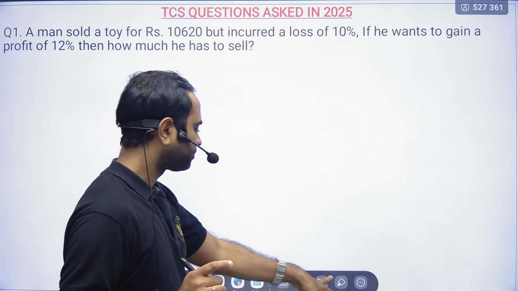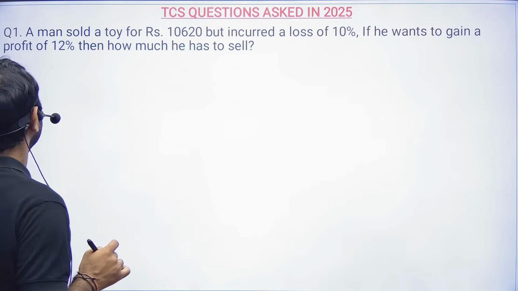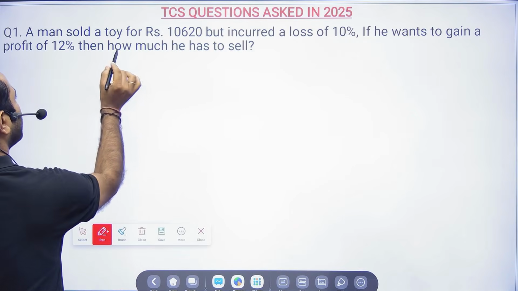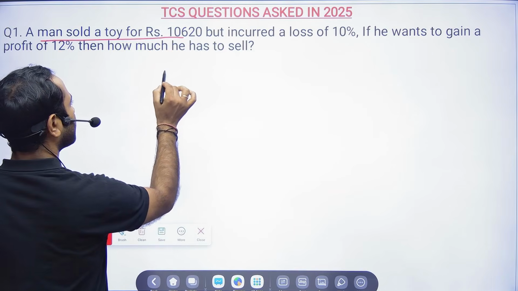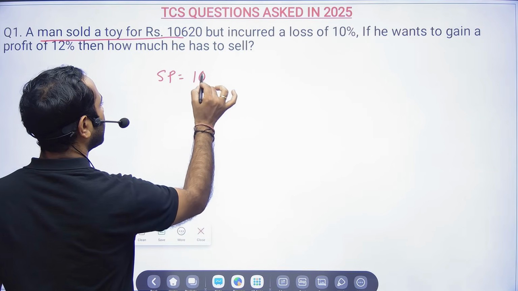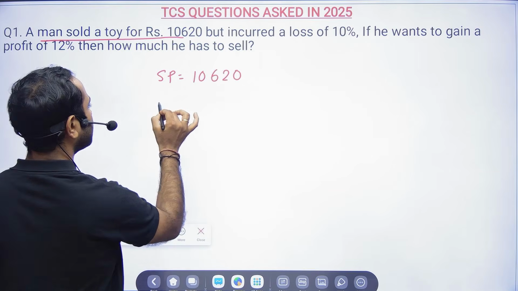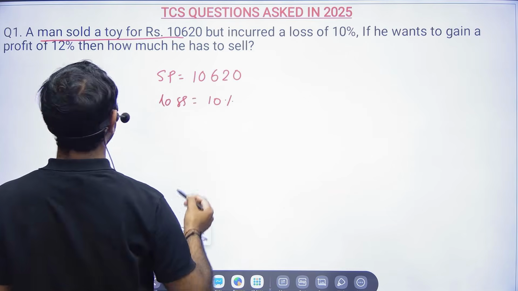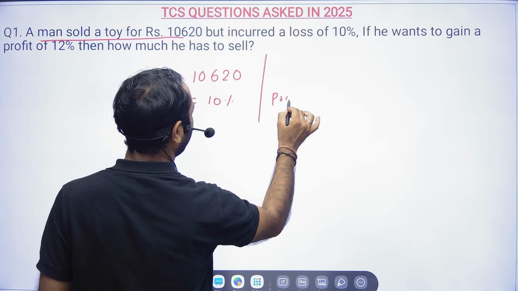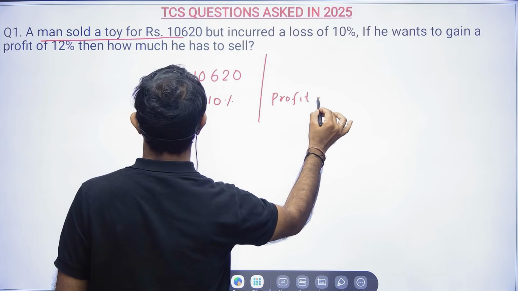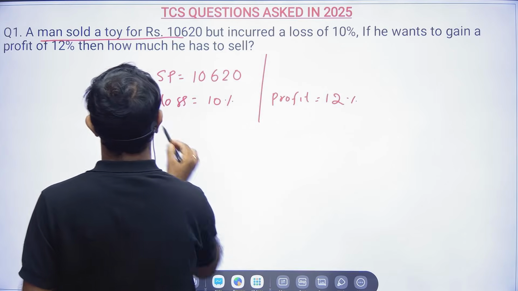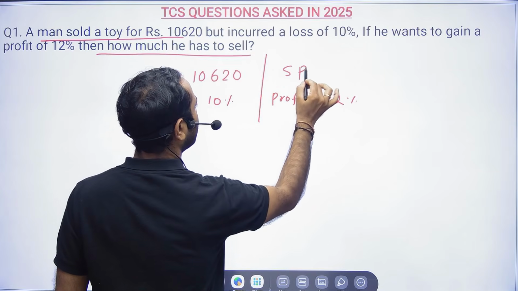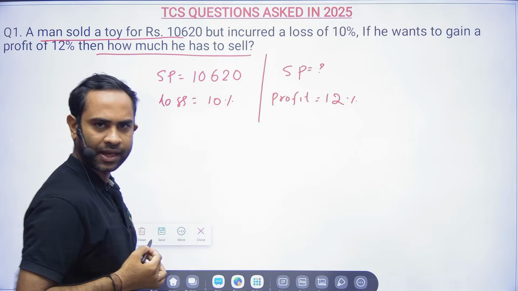Anyway, now question number 1. A man sold a toy for rupees 10,620 but incurred a loss of 10%. If he wants to gain a profit of 12%, then at what price does he have to sell? So basically we need to calculate this selling price.